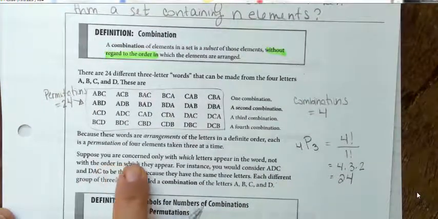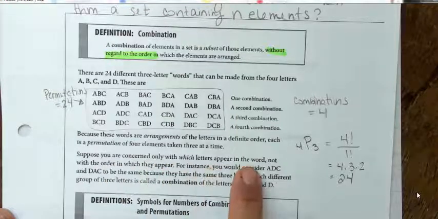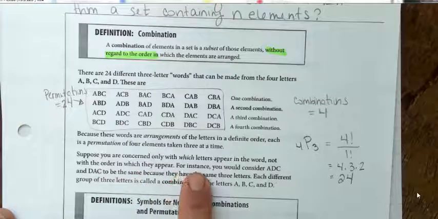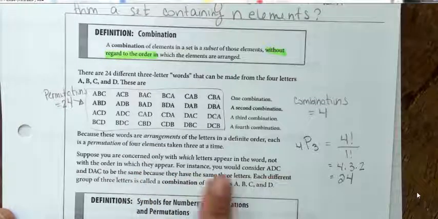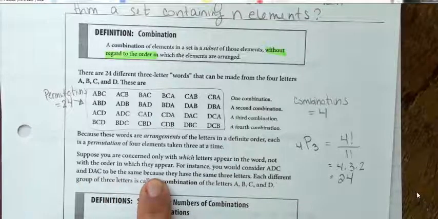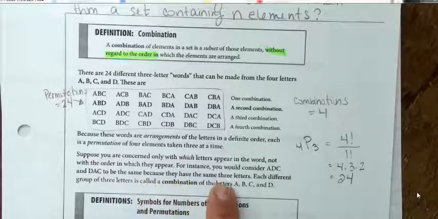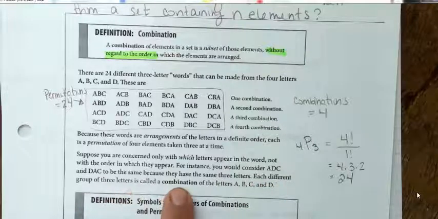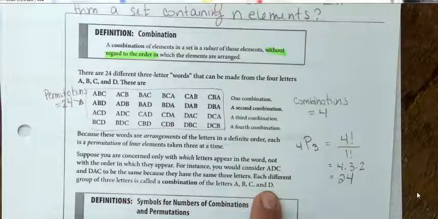Now suppose you are concerned only with which letters appear in the word, not with the order in which they appear. For instance, you would consider ADC the same as DAC, because they have the same 3 letters. Each different group of 3 letters is called a combination of those 4 letters.